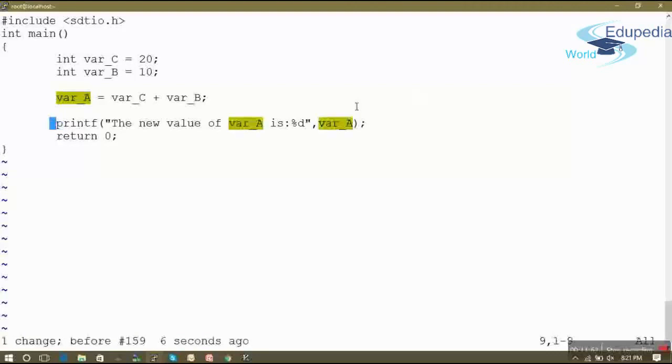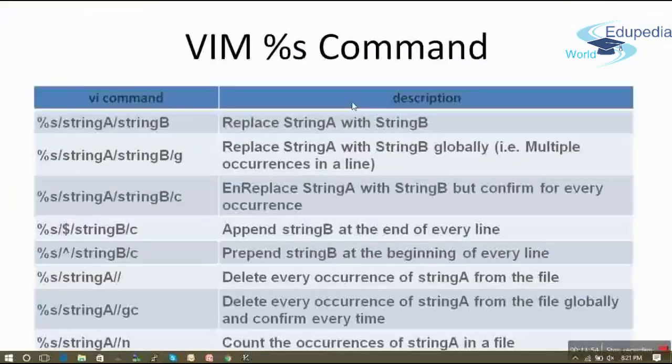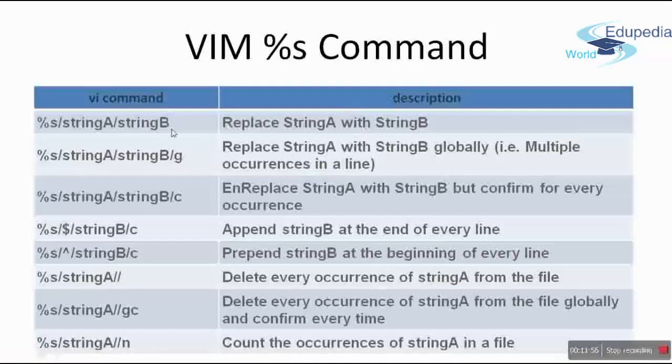So those are the first three variants, which we have already covered for the %s command, how to use the %s command to replace a string throughout the file in the VIM editor. Okay, so that is done.